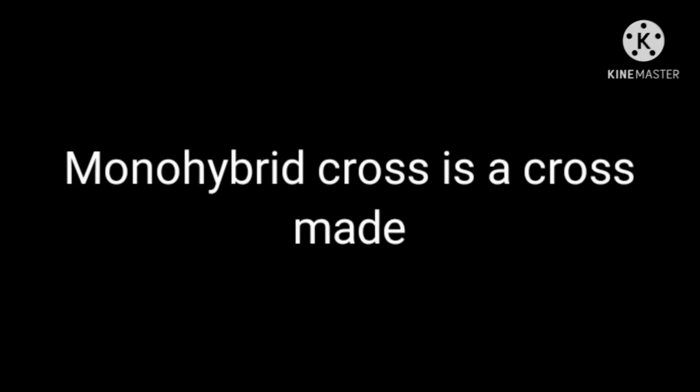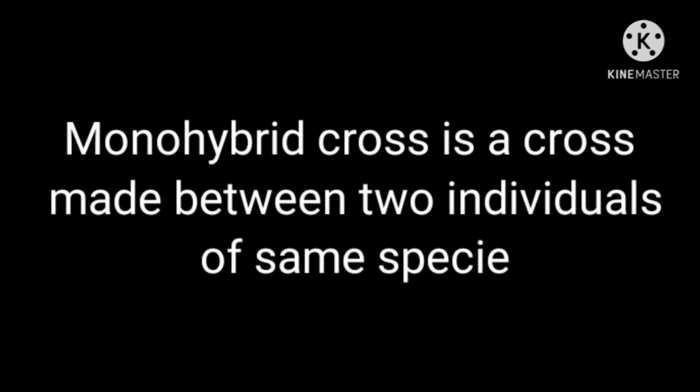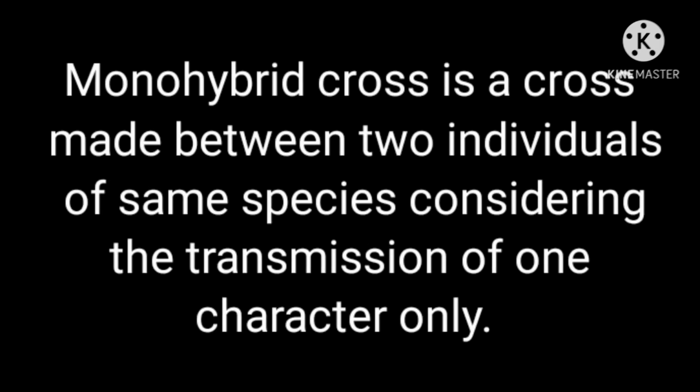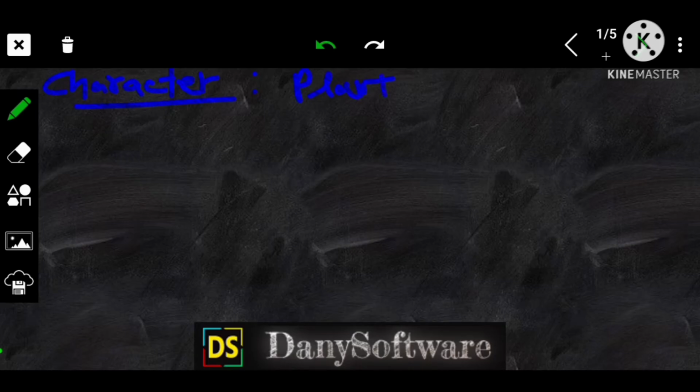Now let's move on to the main topic of today's video, that is the monohybrid cross. This cross is made between 2 individuals of the same species considering the transmission of one character only. Let's take an example of plant height. First, we should know that plant height is the character, and tall and dwarf are both traits.